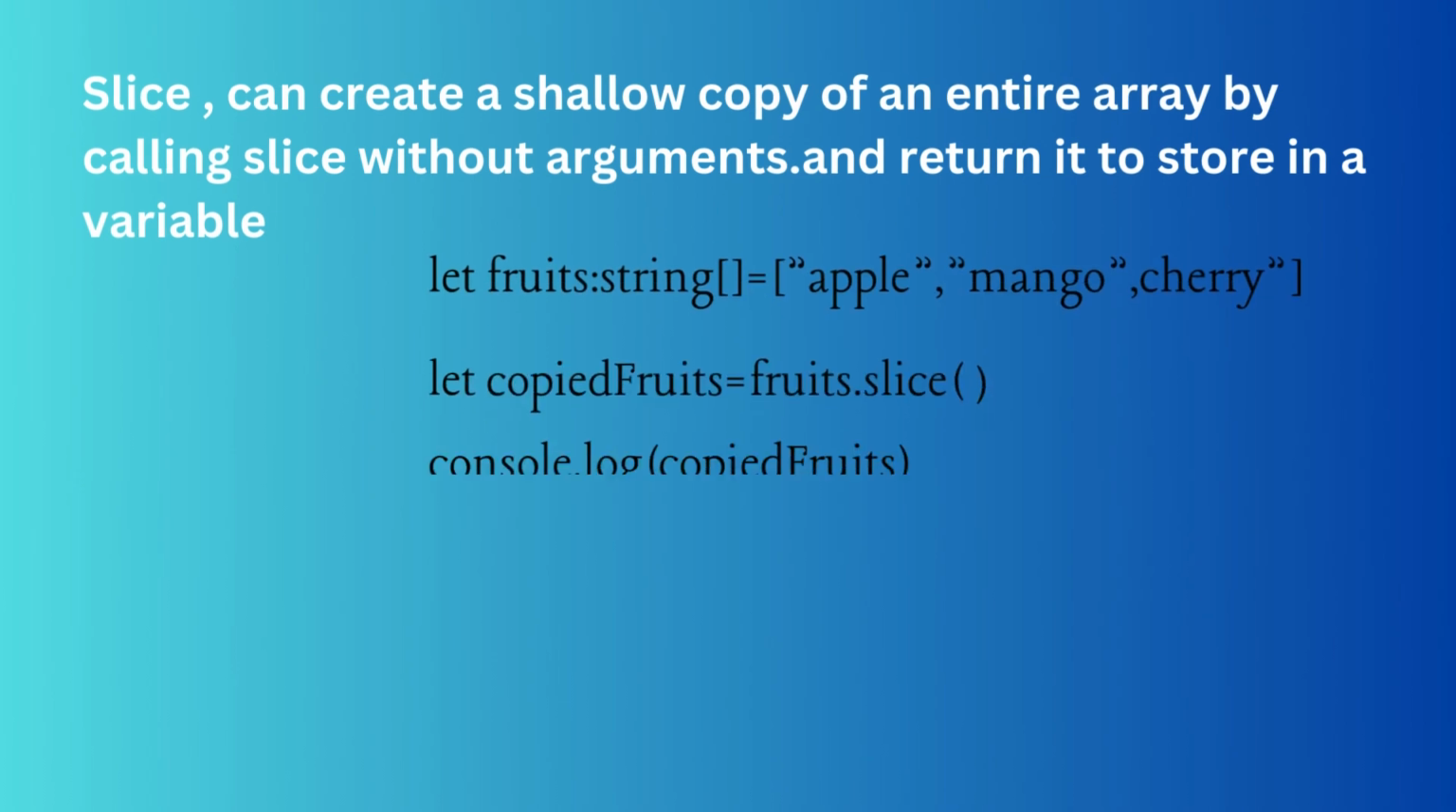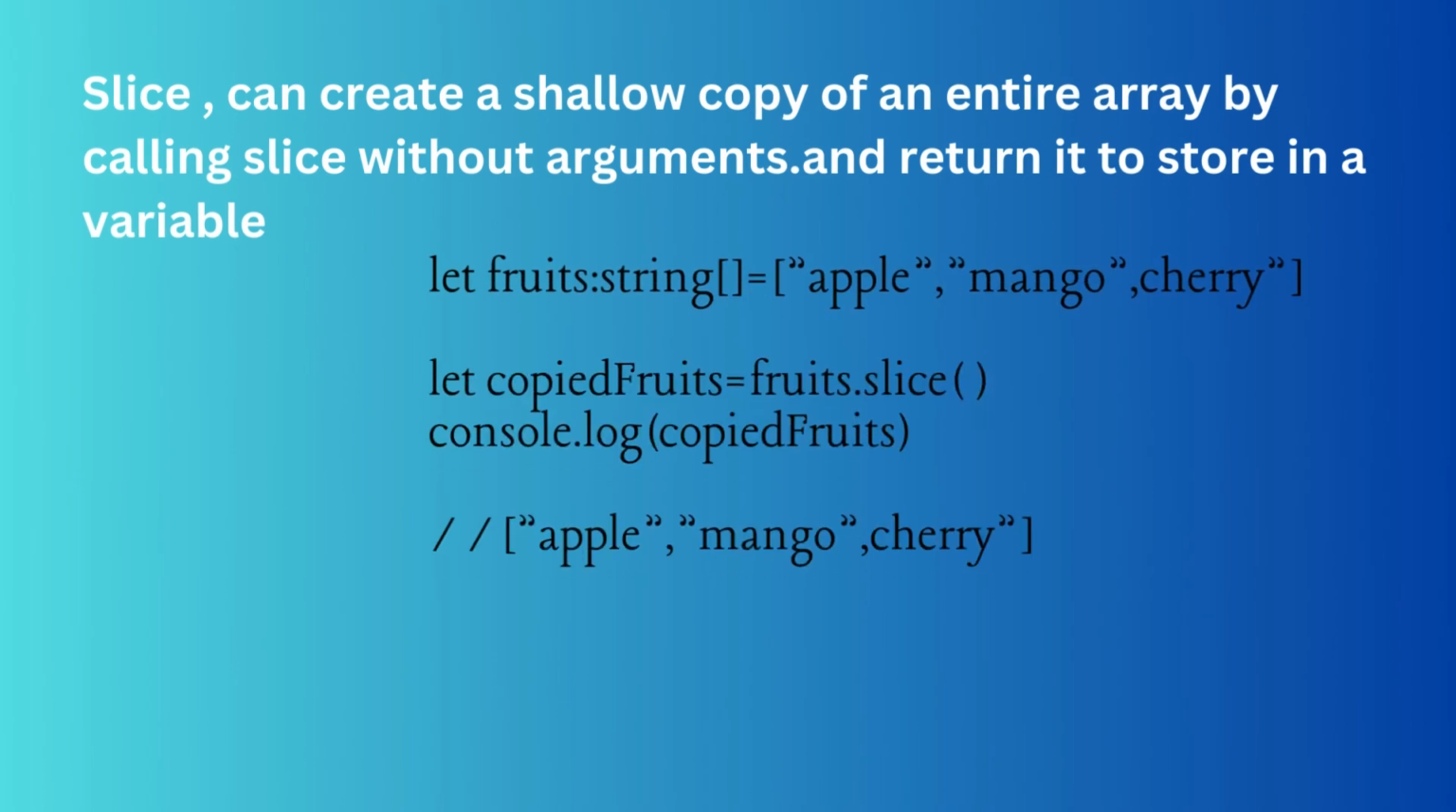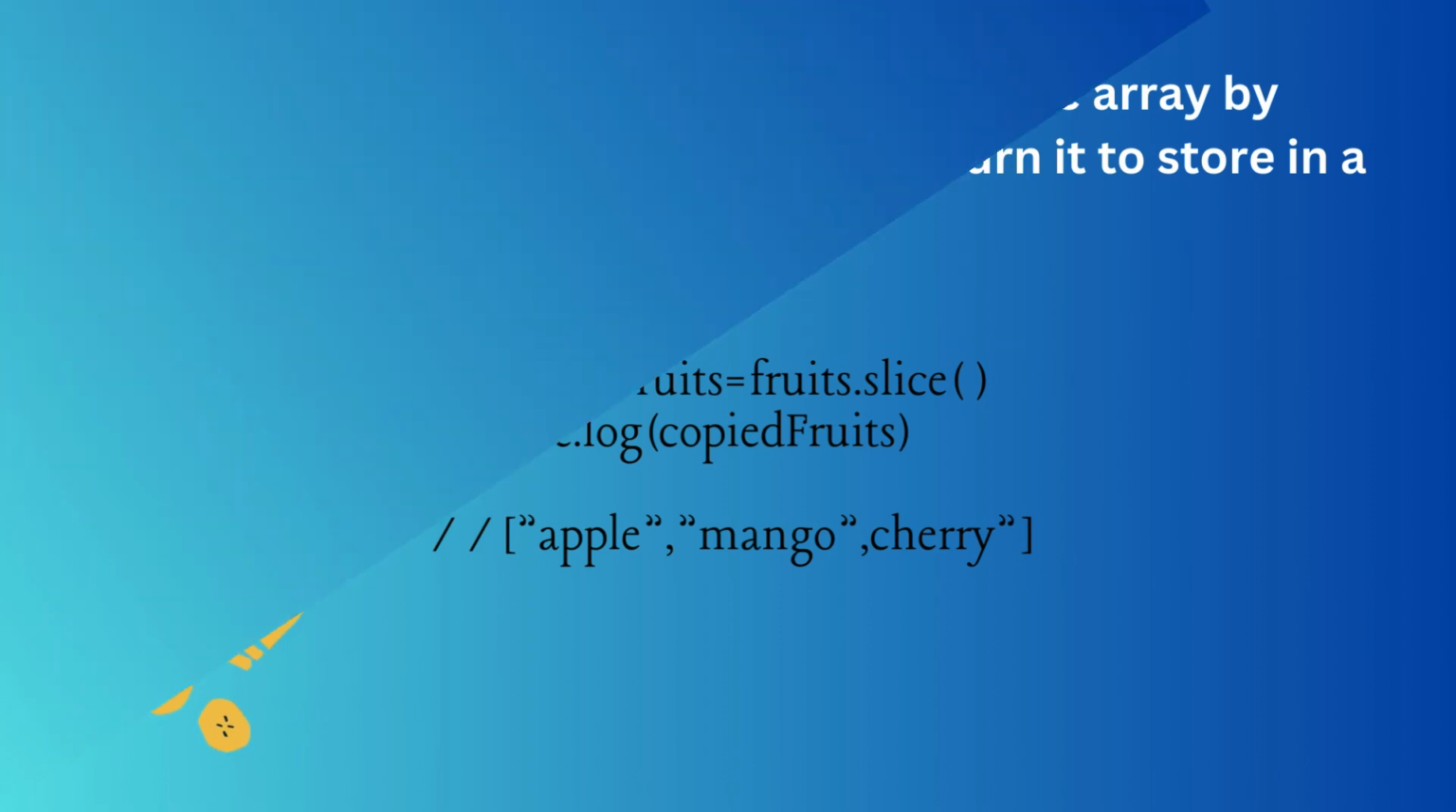Slice can create a shallow copy of an entire array by calling slice without arguments and returning it to store in a variable. For example, we took apple, mango, and cherry. First, we will store it in a variable, and then we'll console it, so we have a copy of it.